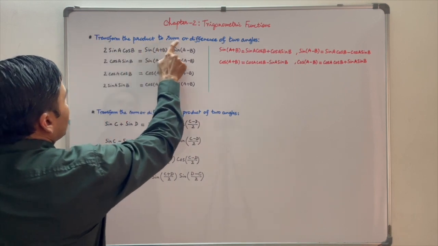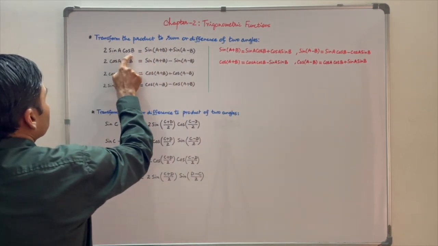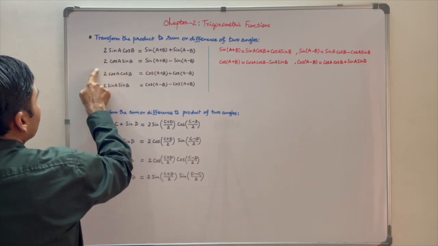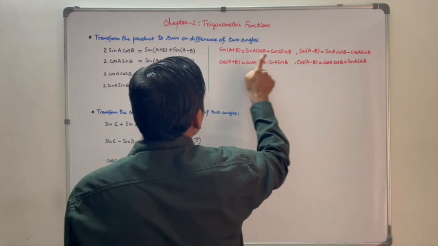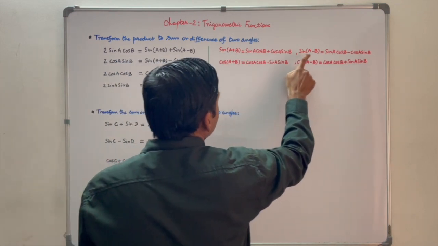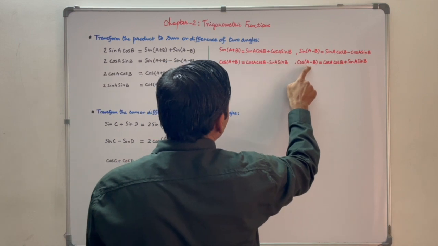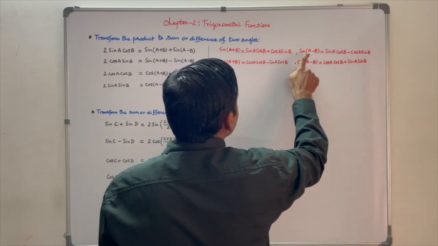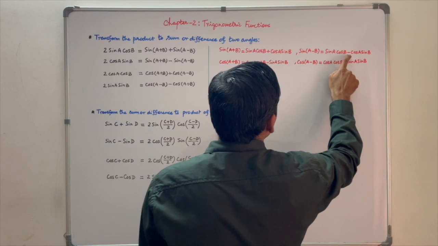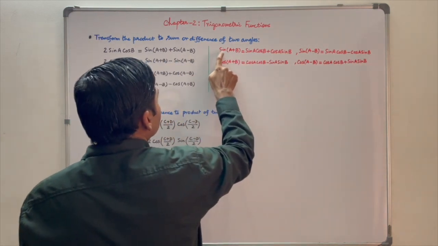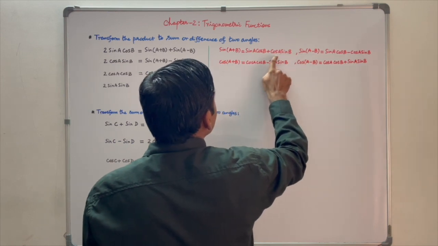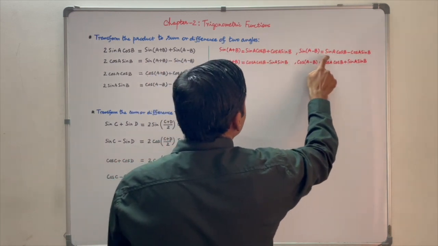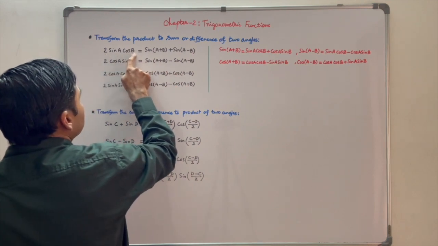Transform the product to sum or difference of two angles. These are products and these are sum or difference of two angles A and B. These four formulas are coming from here. We have already seen the expansion of sin(A plus B), sin(A minus B), cos(A plus B) and cos(A minus B). Sin(A plus B) is equal to sin A cos B plus cos A sin B. Sin(A minus B) is equal to sin A cos B minus cos A sin B. When you do sin(A plus B) plus sin(A minus B), plus cos A sin B and minus cos A sin B get cancelled. So sin A cos B plus sin A cos B will give 2 sin A cos B.